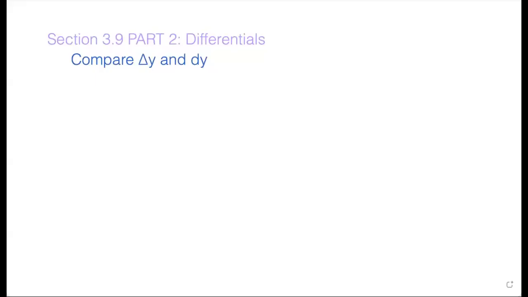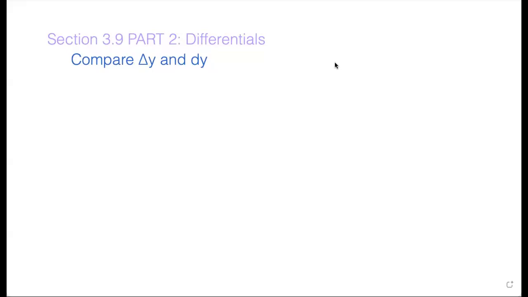Okay, let's move on to part 2 of section 3.9, which is on the concept called differentials, which is what we are going to be working on for the next couple of days in this unit. So what we just did was a little prep work with the tangent lines, finding the tangent lines, doing some approximations using the tangent line.